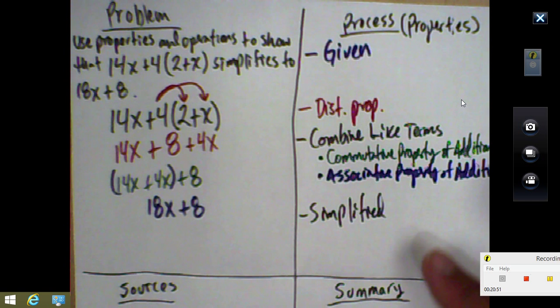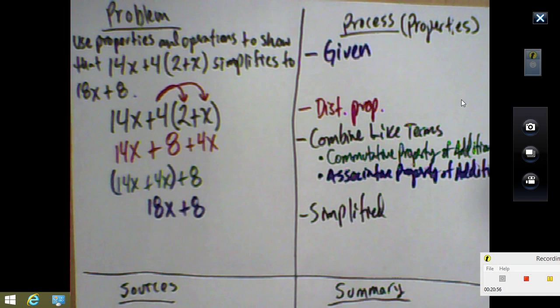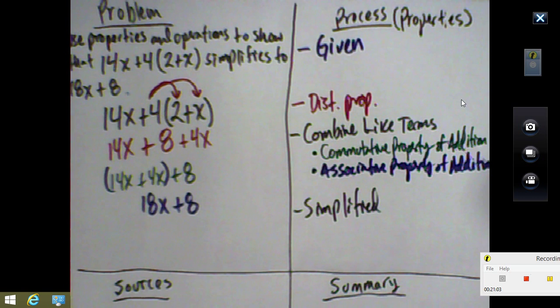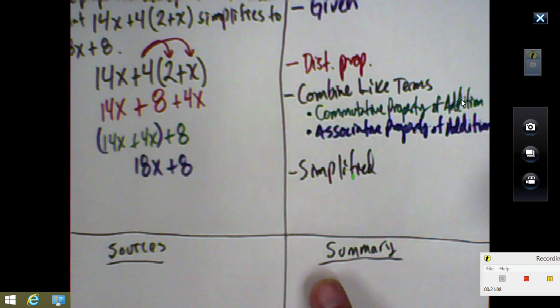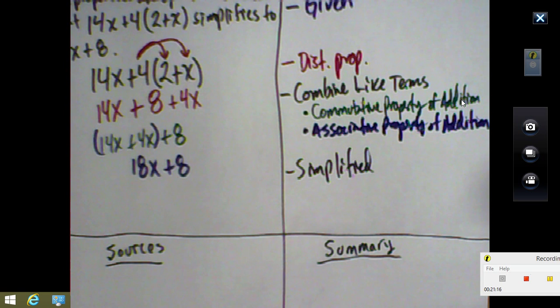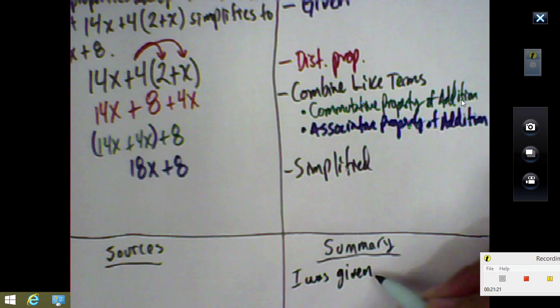However, after that, they introduce something else called a paragraph proof. What does that sound like? Writing an essay. So guess what we're going to do at the summary? Yay! So here we go. Down here, I want you to write, anytime you start a summary or a paragraph proof, you need to write, I was given.